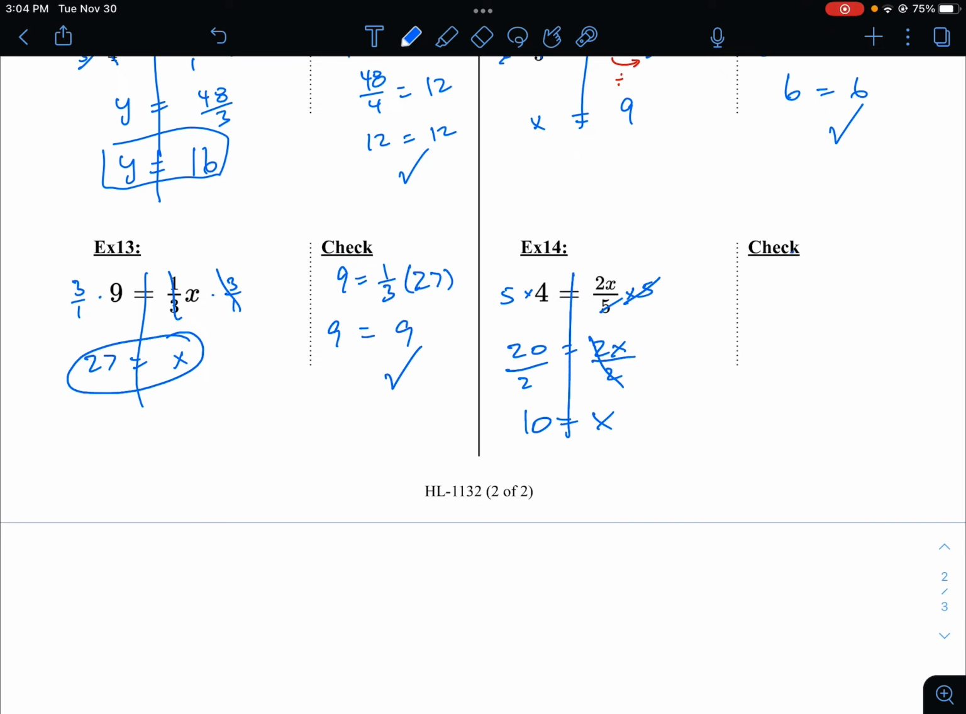Let's check to make sure that is correct. Does 4 equal 2 times 10 divided by 5? Well, 2 times 10 is 20. And 20 divided by 5 is 4. So yes, it does check out.